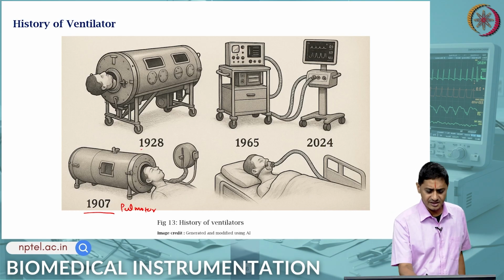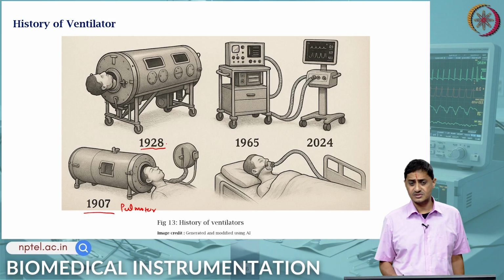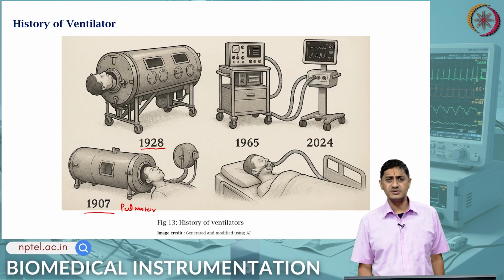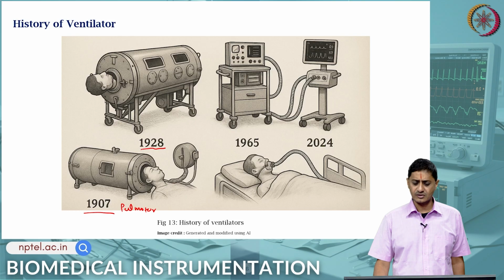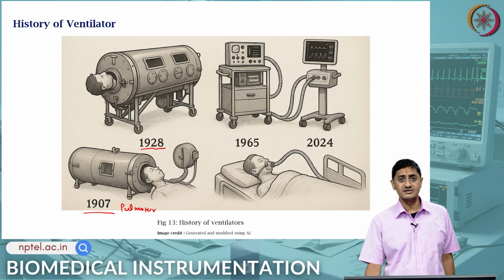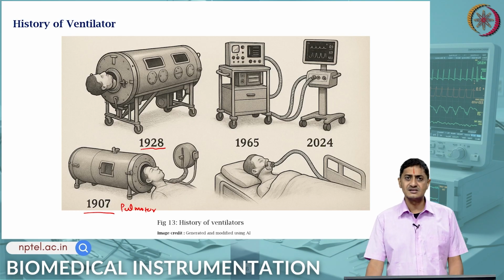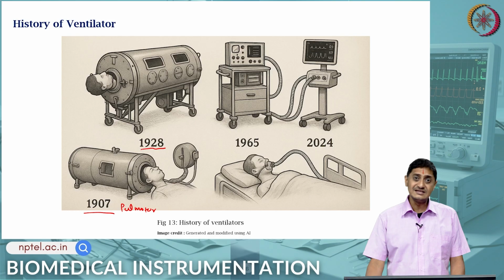Then in 1928, this is called the iron lung. A lot of people used to be inside an iron lung for a long time, even as late as 5-10 years ago. There were a lot of people who were inside an iron lung. So, the advantage of these systems is that it creates a negative pressure inside.